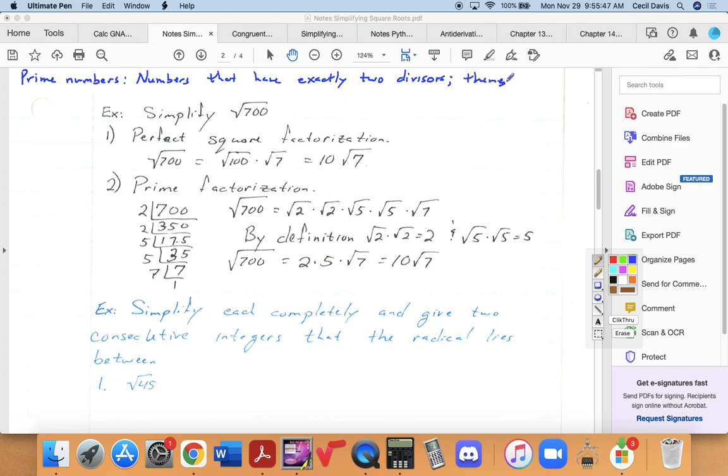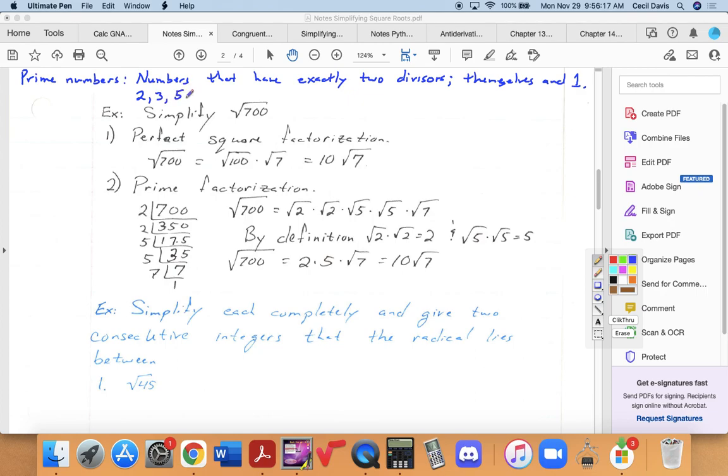Themselves and 1. So, some examples of prime numbers. 2 is a prime number. It is the only even prime number, by the way. There's no other even prime number. 3 is a prime number.